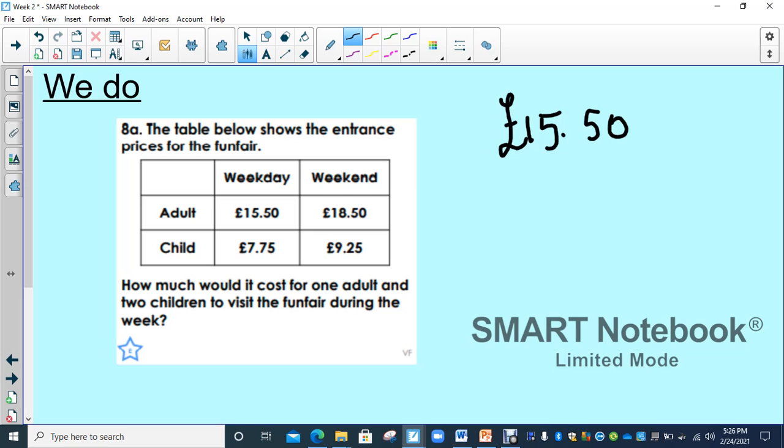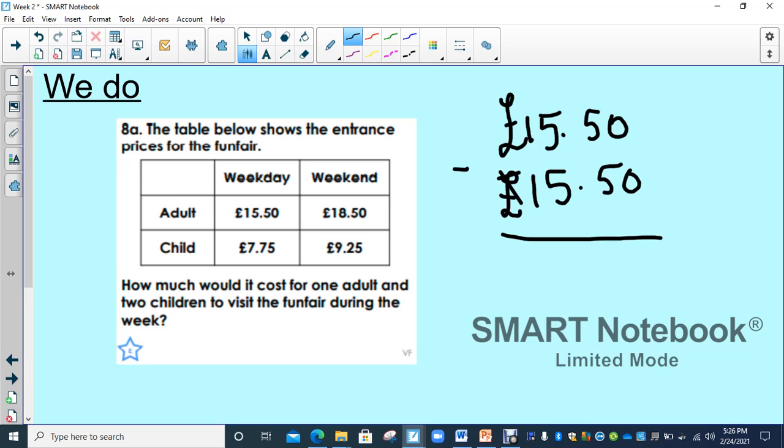For example, I know that 7 add 7, so 7 times 2 is 14, plus £75 is the same as £15.50. So there are multiple ways that you could work that one out. So let's go for it.